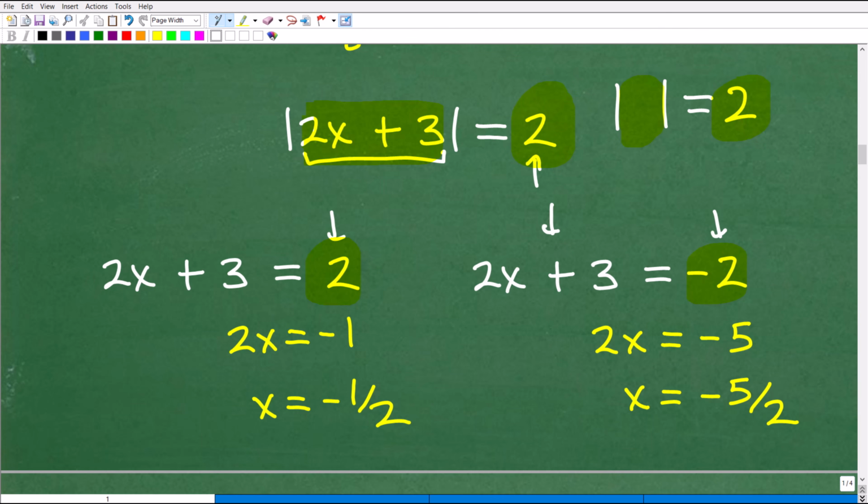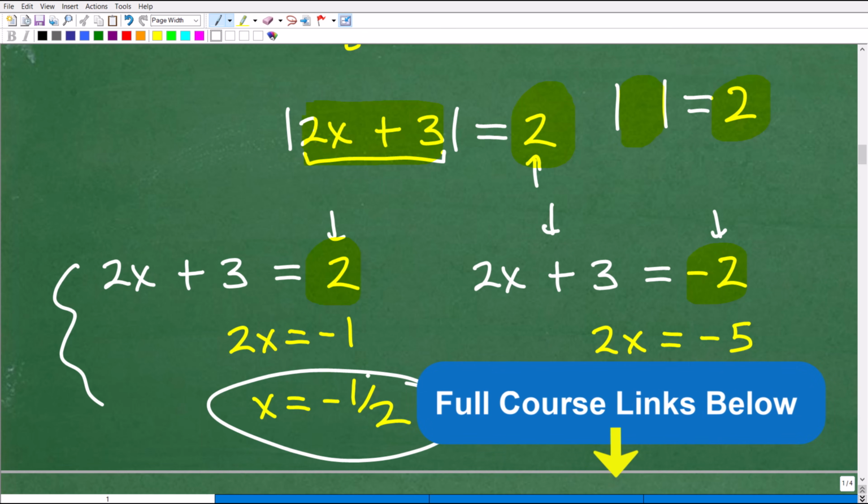Okay, so now finally we're just going to go ahead and solve these last remaining equations. Here we're going to subtract 3 from both sides. We get 2x is equal to -1. If you don't understand this, you need to review basic equations and the like. Of course, you can find all that in my pre-algebra and Algebra 1 courses. So when we solve this, we get x is equal to -1/2.